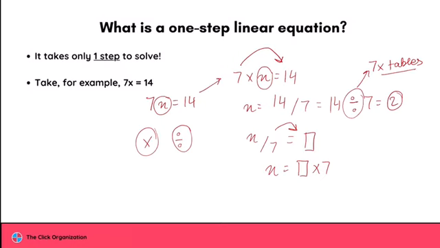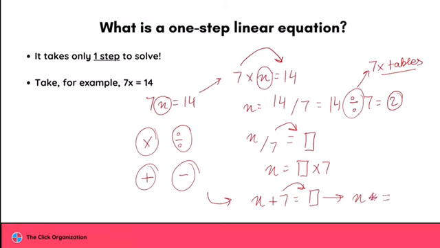There's also another operator pair, which is addition and subtraction, in which if there were a number added with 7, for example, to bring it to the other side, it would become subtraction. So x plus 7 would become x is equal to a number minus 7. These are the main operator pairs you need to know for solving linear equations.